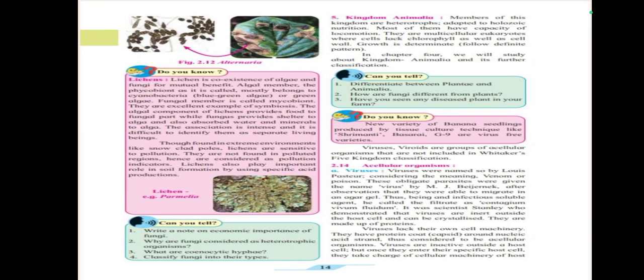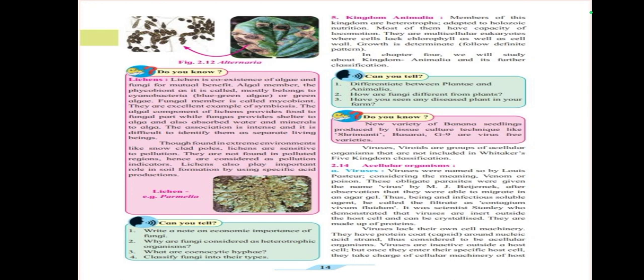Kingdom Animalia. Members of this kingdom are heterotrophs, adapted to holozoic nutrition. Most of them have the capacity of locomotion. They are multicellular eukaryotes where the cells lack chlorophyll as well as a cell wall. Growth is determinate, following a definite pattern. In chapter 4 we will study kingdom Animalia and its further classification.